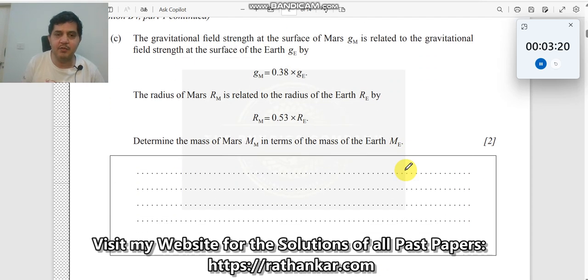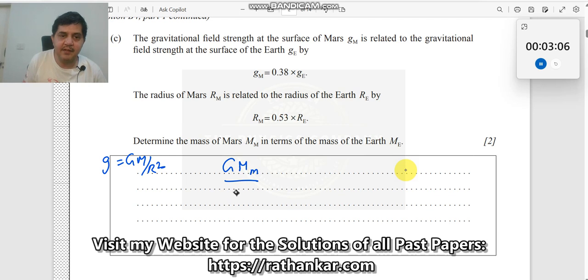Okay, now what we need to do is, so we know gm, we know the value of g is given by GM divided by r square. Now let us write down here. I will write this as capital G, capital mass of the Mars divided by Rm square is equal to 0.38 times ge. What is ge? G Me divided by Re square. This Re, E is suffix here, Re square. Now it is already known Rm is equal to 0.53 times Re. Let me substitute it for this.